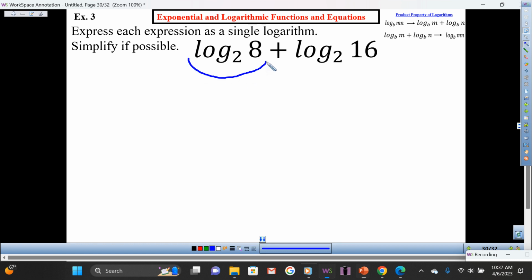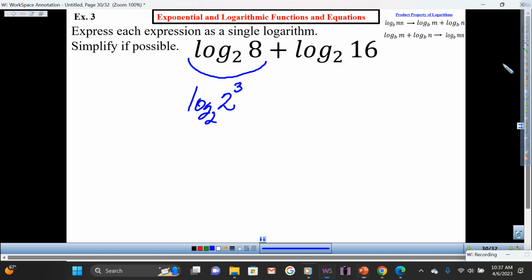First thing I'm going to do, I'm going to rewrite each individually. Here we go. Log base 2. How do I write the number 8 in base 2? That's 2 to the what? Tell your neighbor. 2 to the... Everyone? Third, because 2 times 2 times 2 is 8.